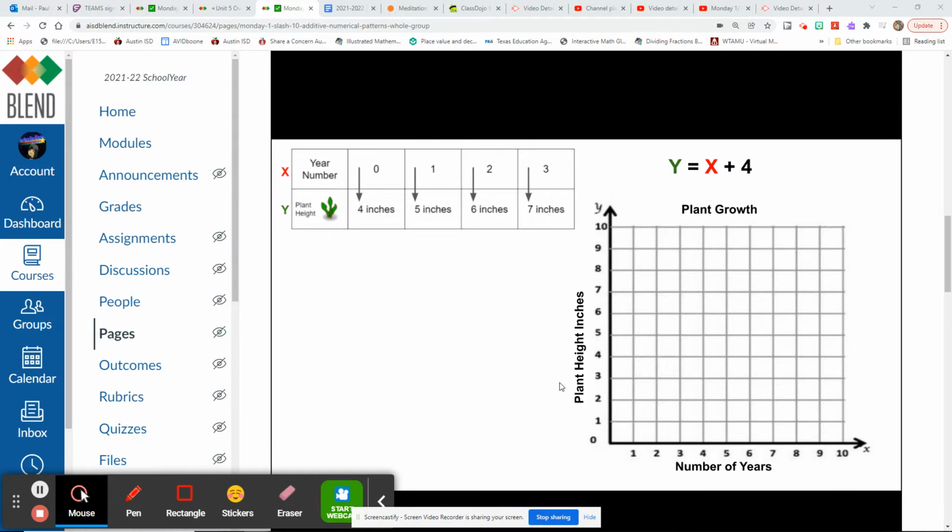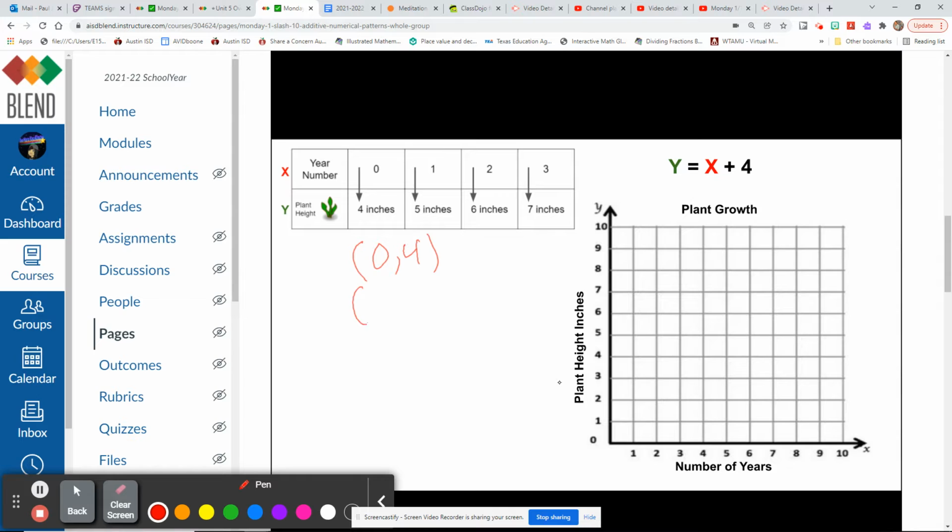All right, welcome back. So our 4 points were (0, 4), (1, 5), (2, 6), and (3, 5). All right, so what we're going to do is place those points. So we're going to run 0 and jump 4. This is point A. So if we wanted to label it point A, we could.